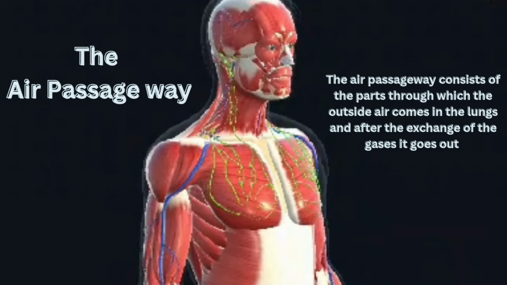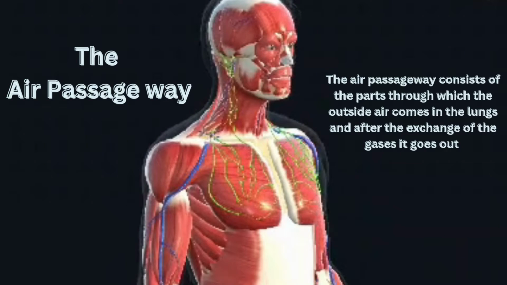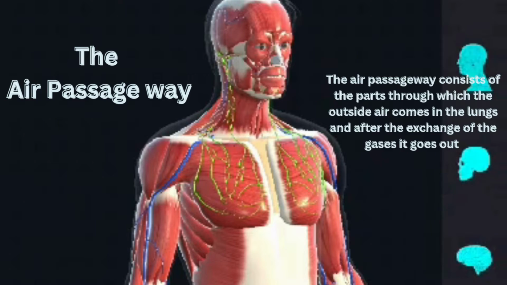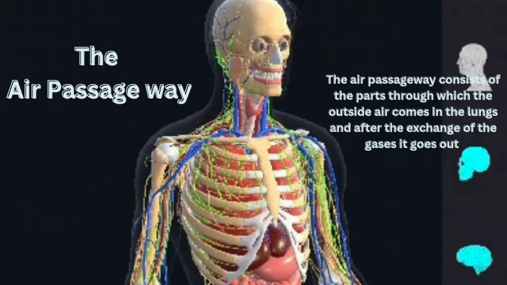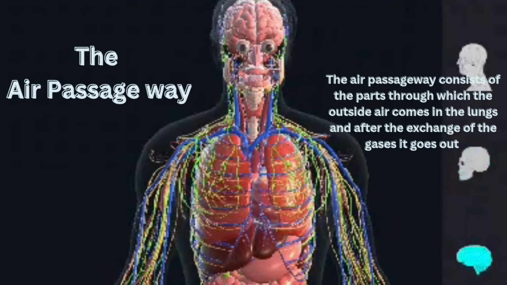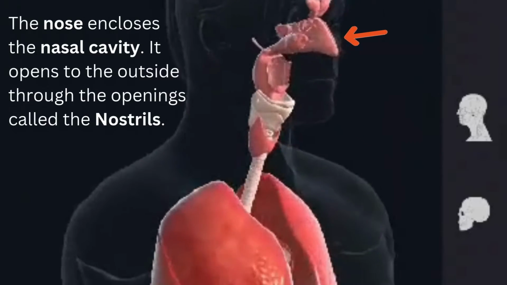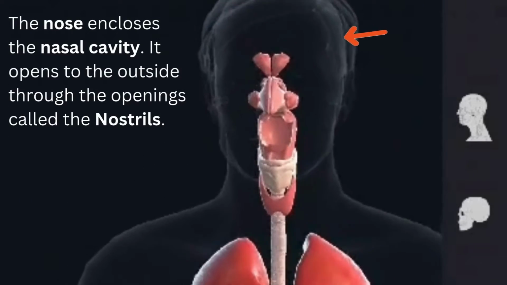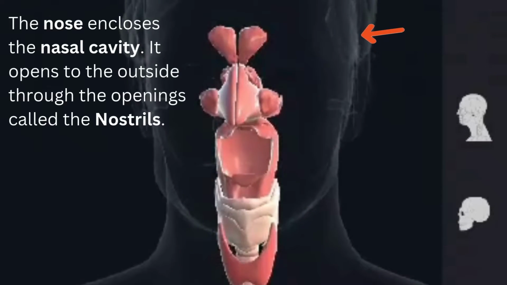The air passageway consists of the parts through which the outside air comes into the lungs, and after the exchange of gases, it goes out. This passage of air consists of the following parts. The nose encloses the nasal cavity. It opens to the outside through the openings called the nostrils.